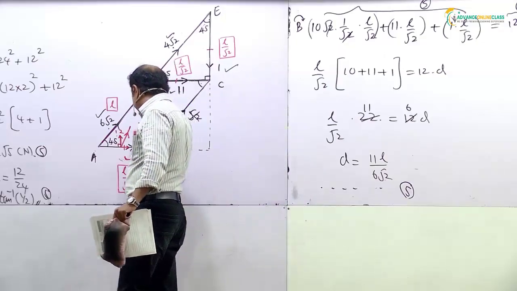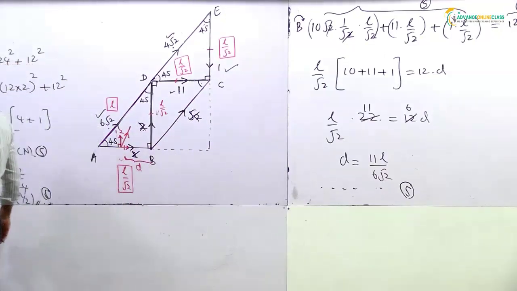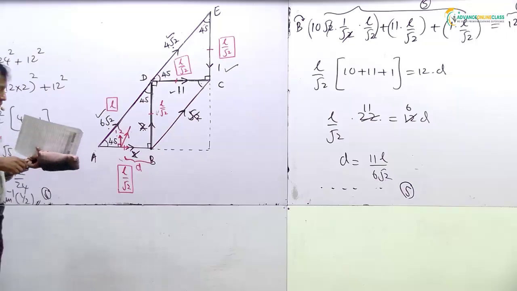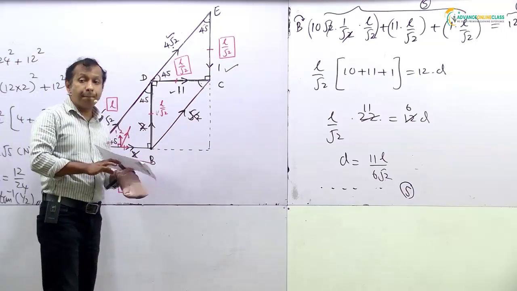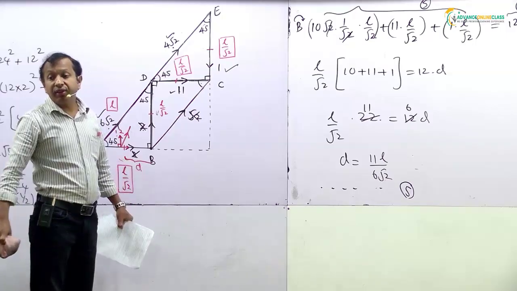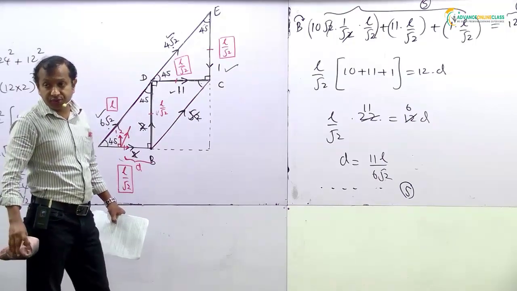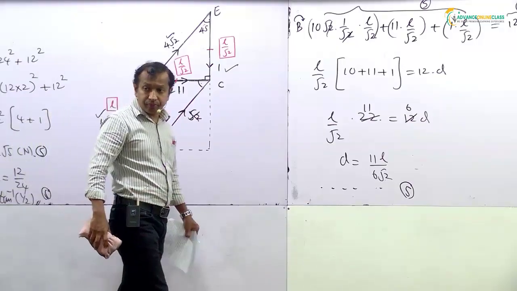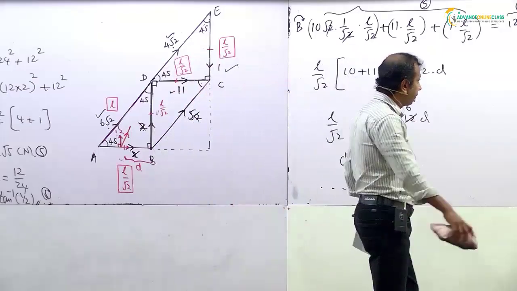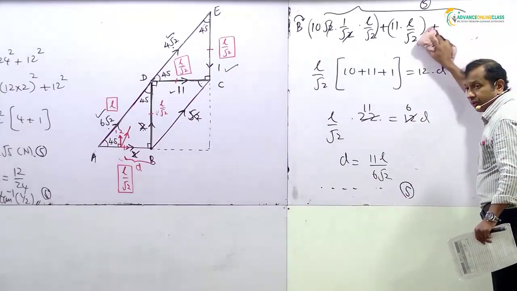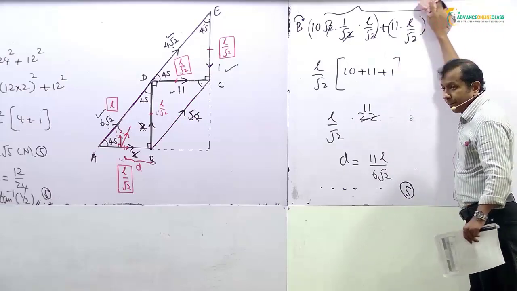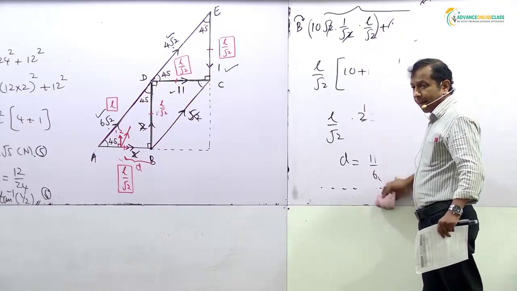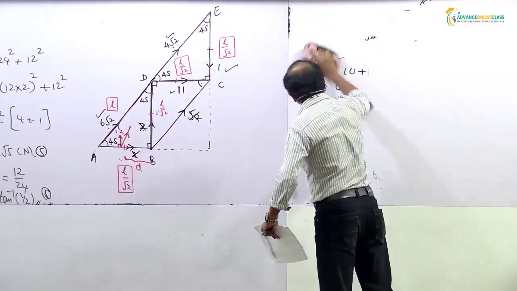The line of action of resultant cuts the side AB at a distance 11L over 6 root 2 from B. For that, you get the last 5 marks. Right? Okay. Last 5 marks, something like that.